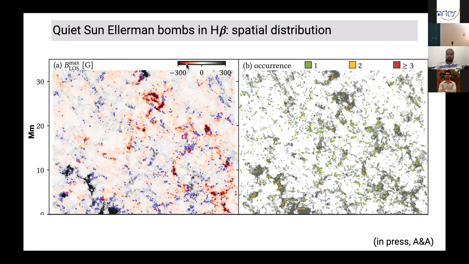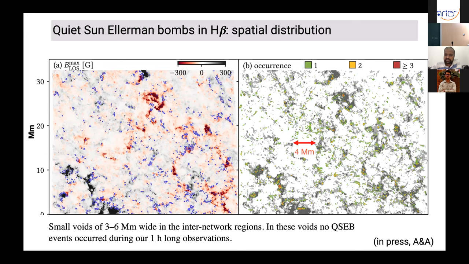And if I plot all the detected events in this field of view, the green, red, and yellow are the events detected. If they appear at the same time in the same place, then it is yellow, and if it appears more than three times, then it is red. Most of the events appear only once in a particular pixel in a lifetime, but they are all over the field of view.